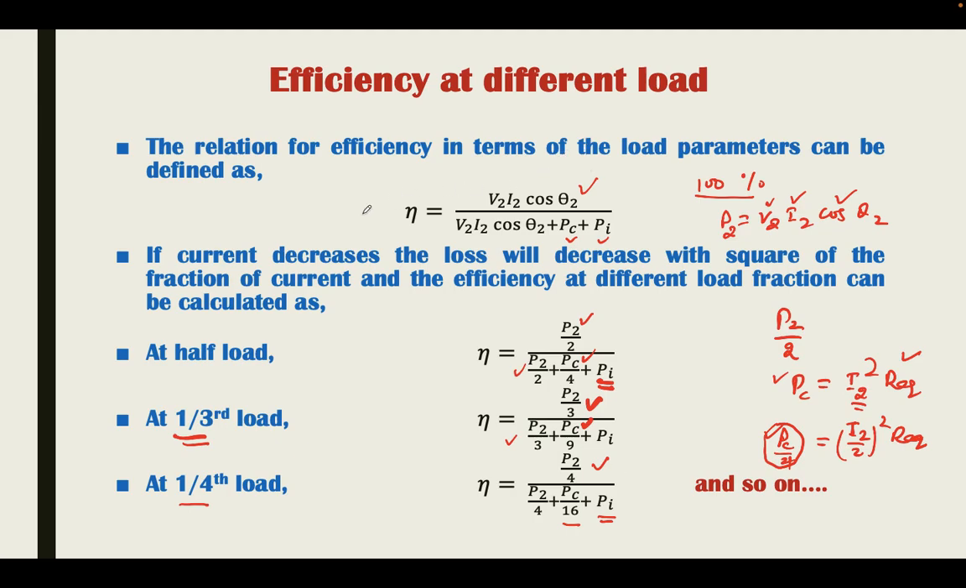In this way, we can find out the efficiency of the transformer at any load, provided we know the full load rating of the transformer, the full load copper loss and the full load iron loss. Then we can find the efficiency of the transformer at any load, even without actually subjecting it to that particular load.